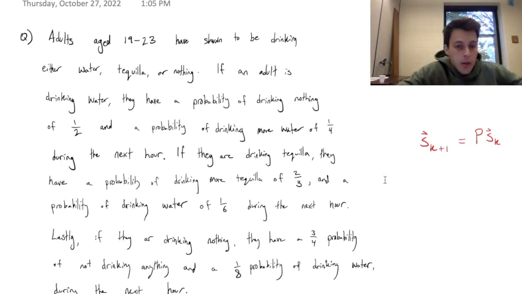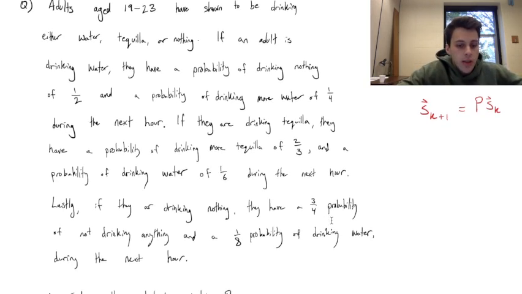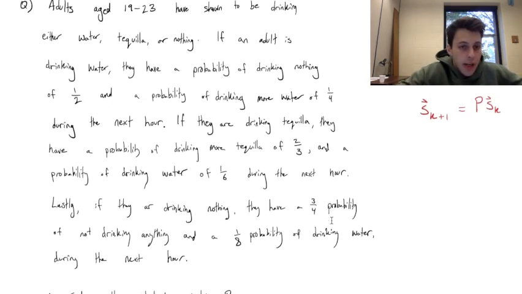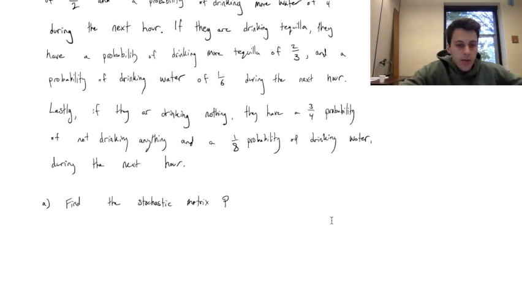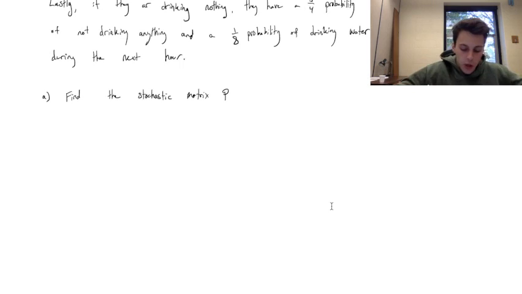Okay, so to start off this question, let's think about what exactly our state vector or our probability vector will look like. The first question says to find the stochastic matrix P, but before we even start looking at that, let's make sure that we understand the question. Okay, so find the stochastic matrix P. Let's take a look.